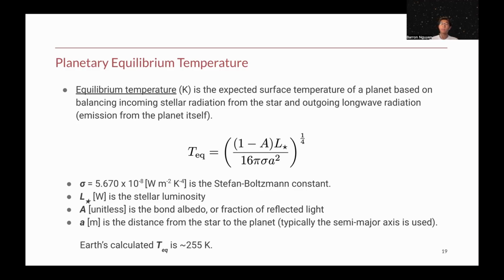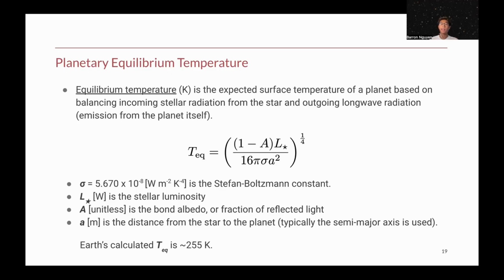For equilibrium temperature, it is derived by rearranging the variables, balancing the incoming starlight and the outgoing longwave radiation. Sigma is just the Stefan-Boltzmann constant. L is the star's luminosity, in watts. A is unitless, that's the Bond albedo, or the fraction of reflected light. For example, something with very high albedo reflects most of its light. Something with low albedo absorbs a lot of the light.